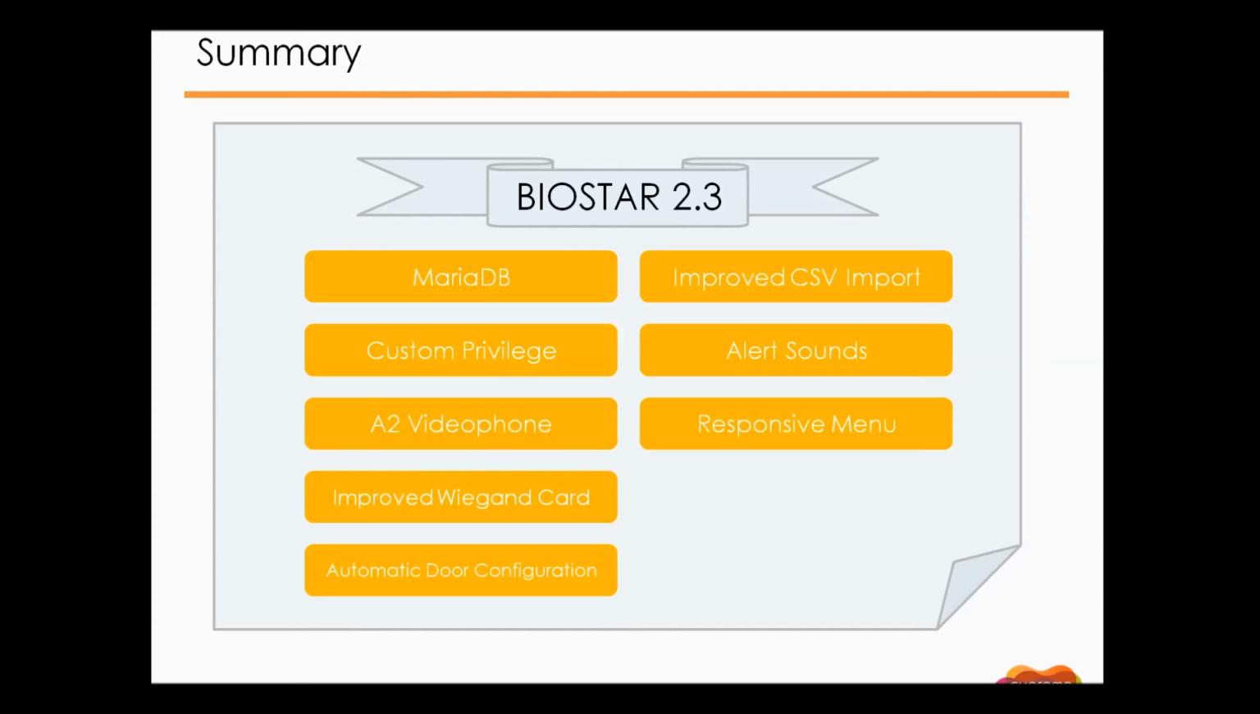Automatic doors can now be configured. User CSV import has convenient automated features, and you can now configure sounds for BioStar client alerts. And finally, the global menu now has a responsive user interface. I also went through the upgrade cautions. Please note that your DB-Link program with SQLite will no longer work on version 2.3 because the AC database will be a MariaDB. Also make sure that you upgrade all your firmware to the most recent firmware to use the new features.